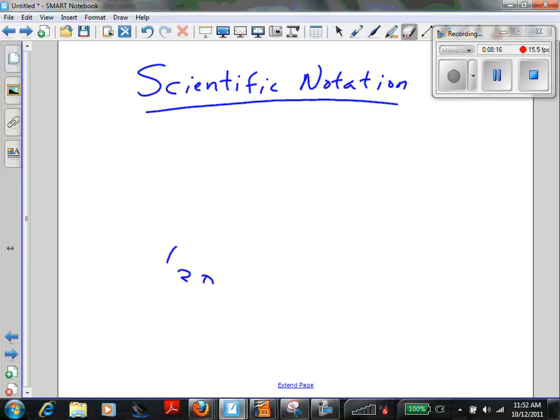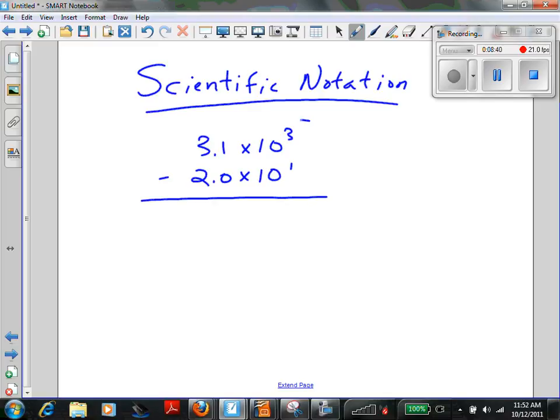Addition and subtraction, you have to get them to the same, like you do with fractions. Did we talk about that before? Getting to the same denominator. Well, you have to take numbers like this. If I have 3.1 times 10 to the 3rd, and I want to subtract from it 2.0 times 10 to the 1st, to do this out, you have to have the same exponent. Just like a fraction would have when you have 1/2 plus 2/4. You can't just add that together. You have to convert this into 4.